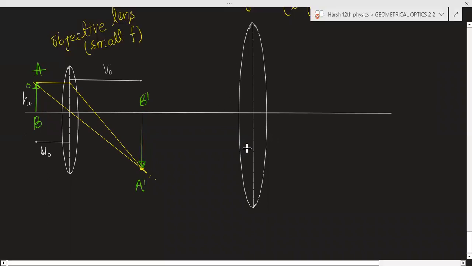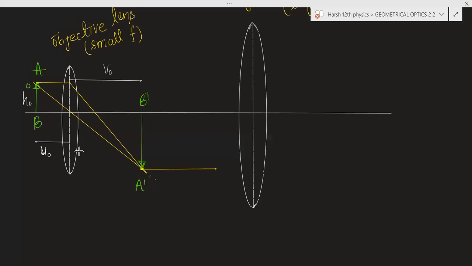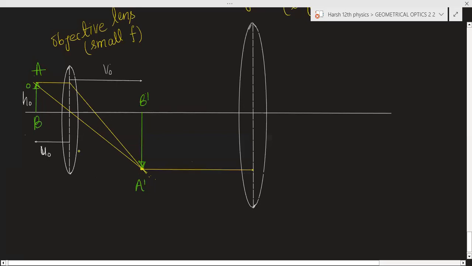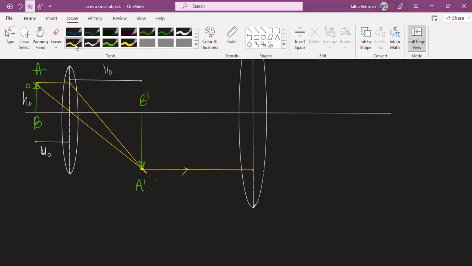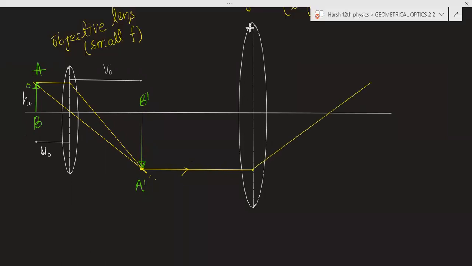So now we will draw the image formation of this object. Why am I saying this is the object? Because this is the object for the eyepiece, and this is the image for the objective lens. This is the first ray, parallel to the principal axis. It will pass from the focus like this.